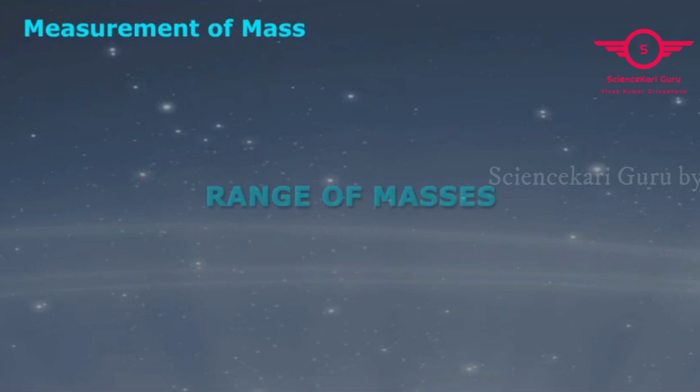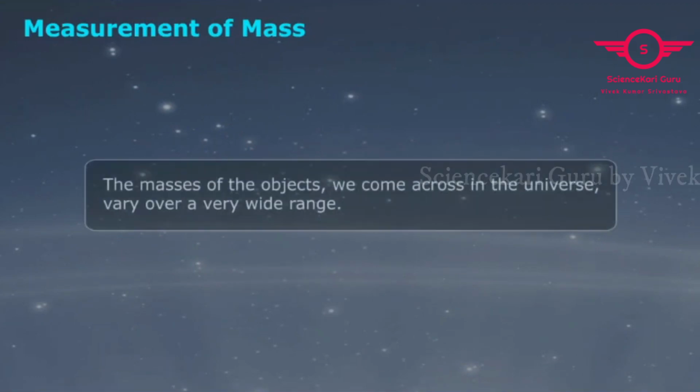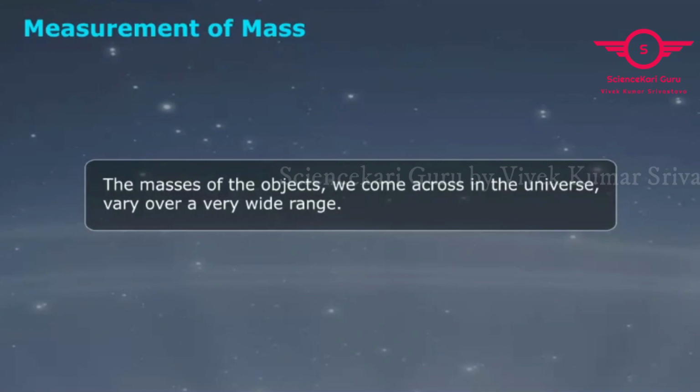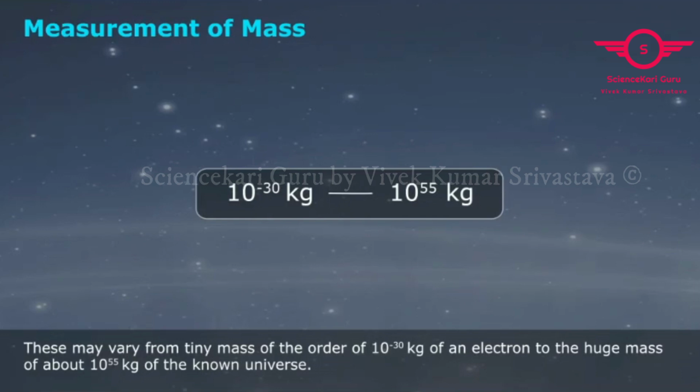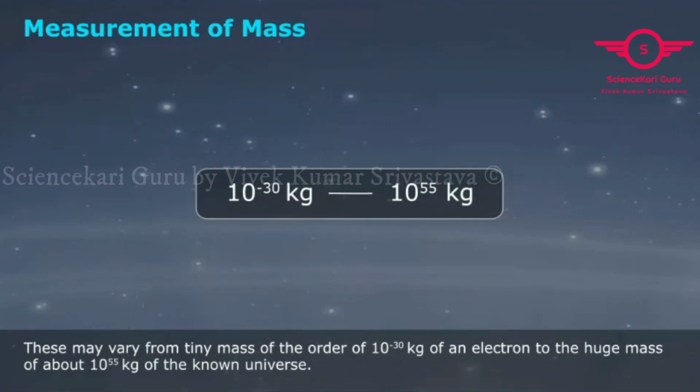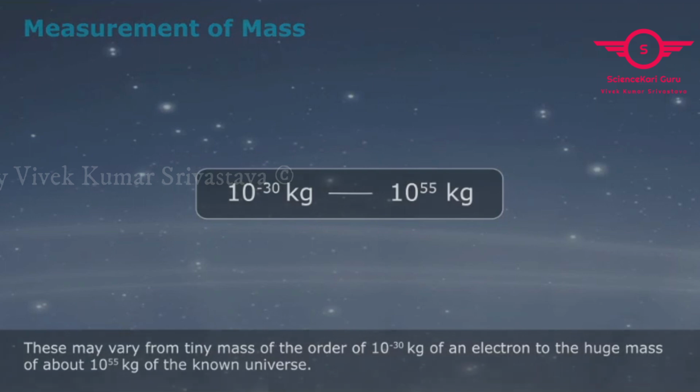Range of masses. The masses of the objects we come across in the universe vary over a very wide range. These may vary from tiny mass of the order of 10^-30 kg of an electron to the huge mass of about 10^55 kg of the known universe.